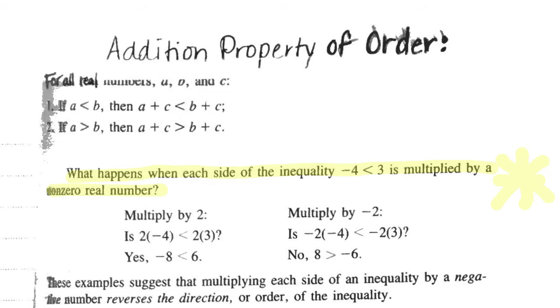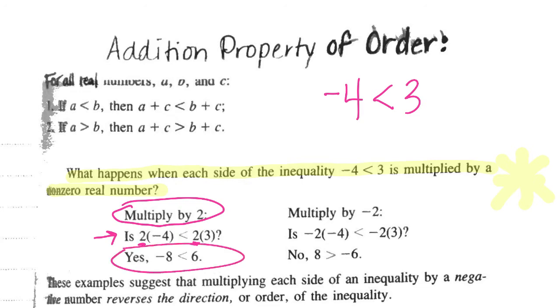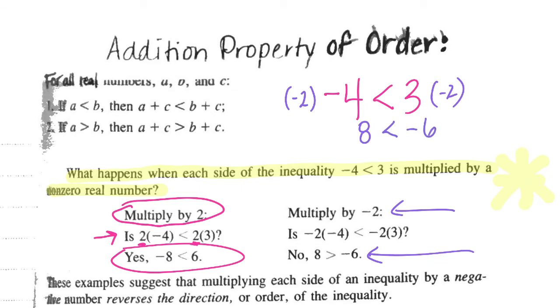Okay? I know that when I multiply a number by 2, they're telling us that -4 is less than 3, which we know is true. And when I multiply each side by 2, what I multiply to one side, I multiply to the other, that statement holds true. -8 is less than 6. But when I multiply by a negative number, notice that statement is not true. So I'm going to do that up here. If I multiply each side by -2, I no longer have a true statement. 8 is not less than -6. Therefore, I have to flip the inequality.